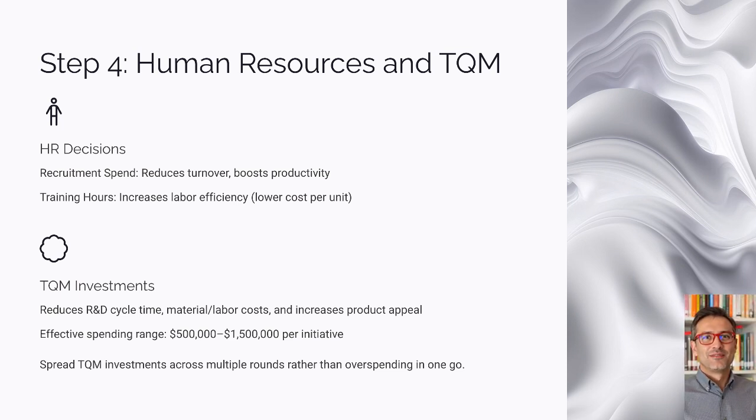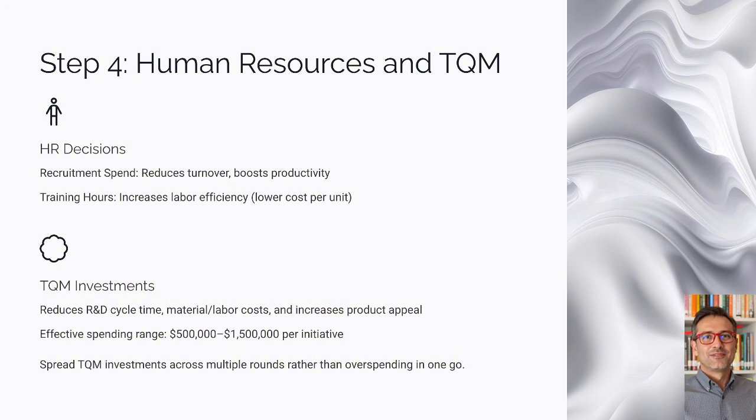Slide, Step 4, Human Resources and TQM. If your instructor has enabled HR and TQM, this is where you'll make additional efficiency decisions. HR decisions: recruitment spend reduces turnover, boosts productivity. Training hours increases labor efficiency, lower cost per unit.